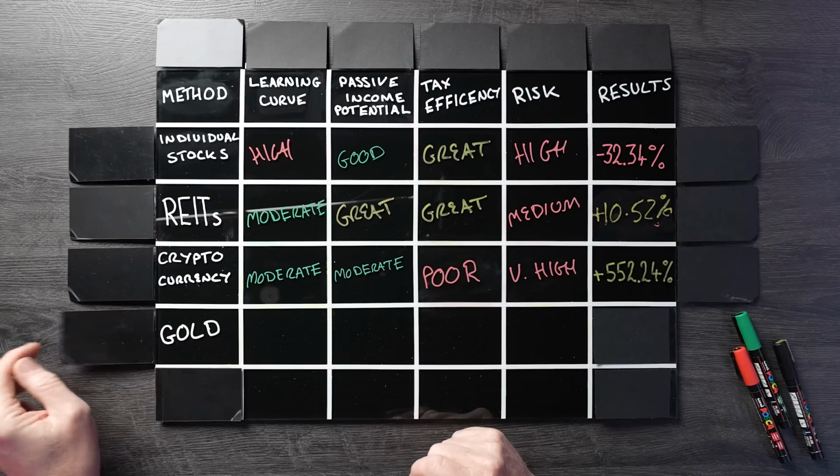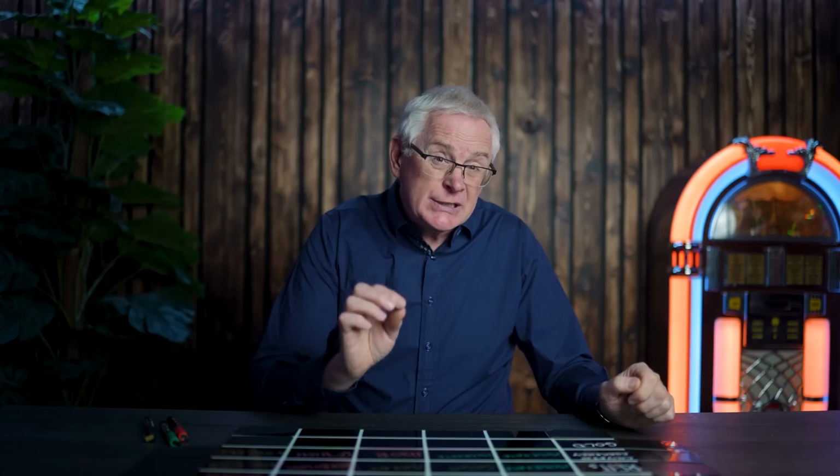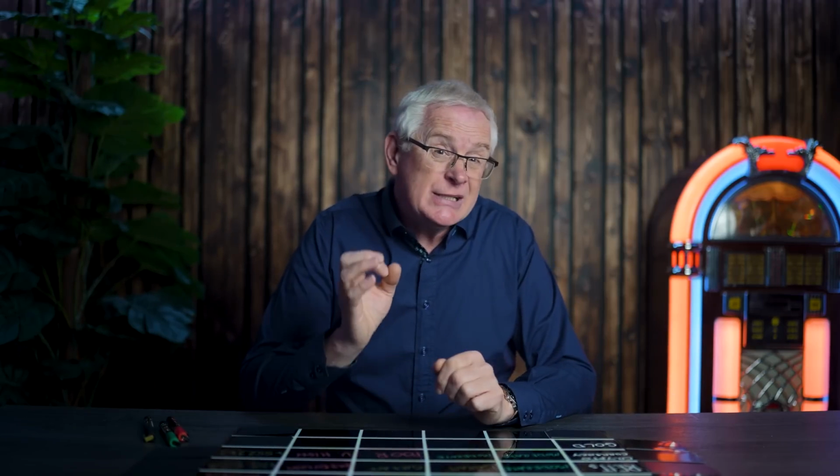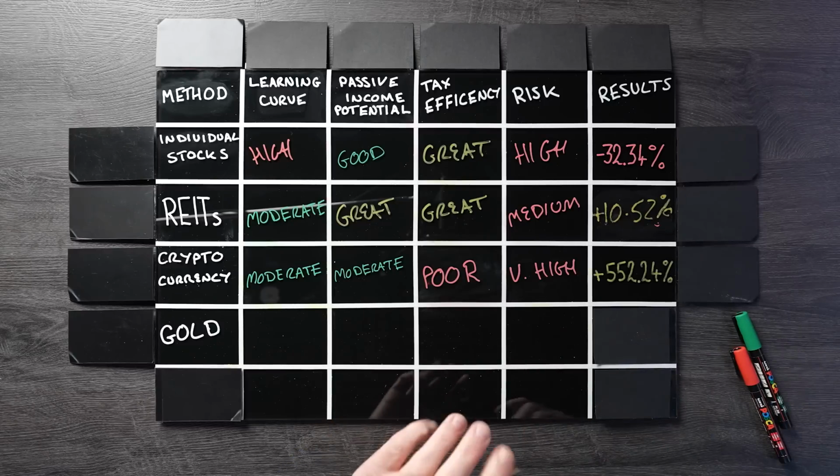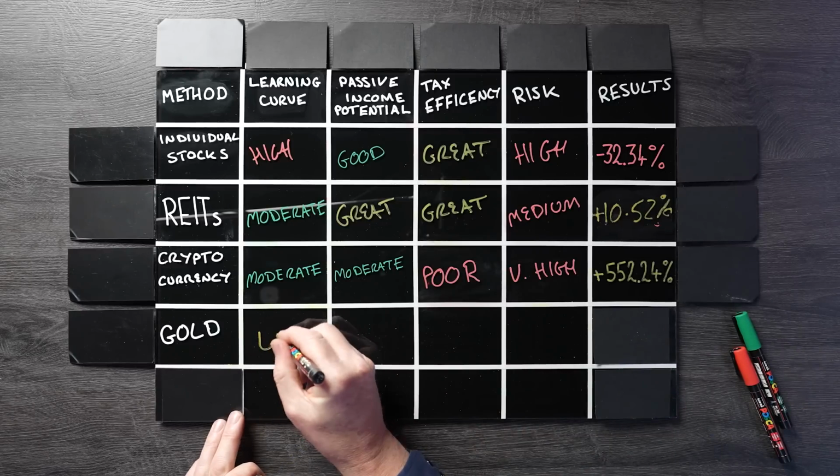Fourth is gold. This is one of the oldest and most trusted ways to store and protect wealth. Gold is often called a safe haven because it's a great way to protect your wealth during uncertain times, like when inflation is rising or the economy is struggling. For learning curve, I'm going to have to say it's low. Learning how to invest in gold is pretty simple.